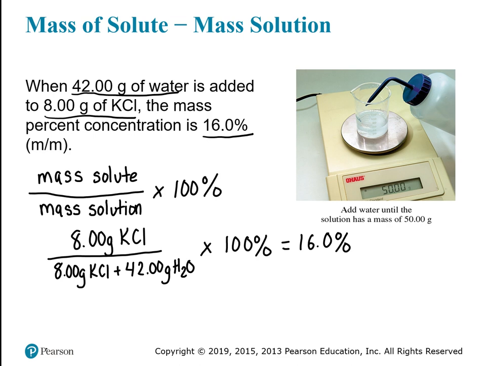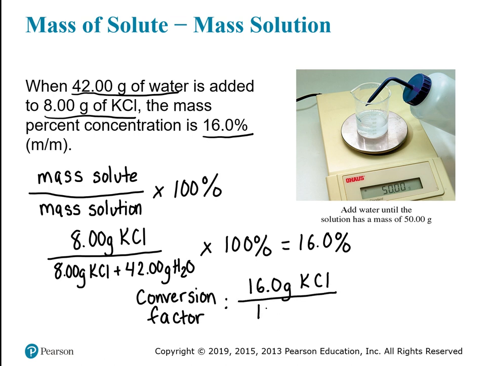So we have this 16%. We can actually express that as a conversion factor. Let's say you want to make something that's 16% and you're trying to figure out how much potassium chloride you need to add to whatever volume of water. You need a conversion factor for that. This 16 says that there's 16 grams of potassium chloride in 100 grams of solution. So you can use that to figure out how many grams you need or how much solution total you need to make.